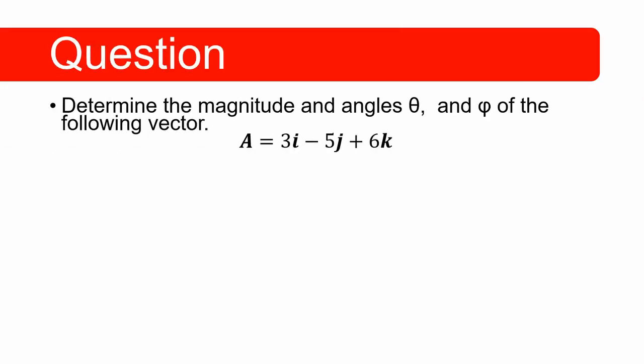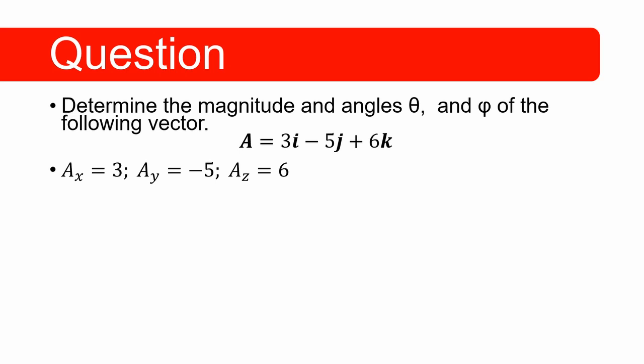Right, let's do an example. Determine the magnitude and angles theta and phi of the following vector. I've given the vector as vector A equals 3i minus 5j plus 6k. The first thing to do when we consider questions with vectors is to break the vector up into its corresponding parts. So we know Ax is 3, Ay is minus 5, and Az is 6.